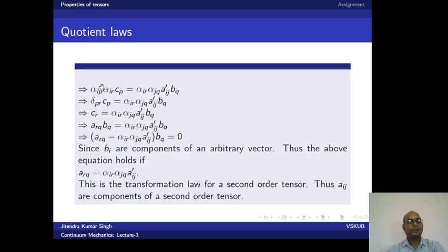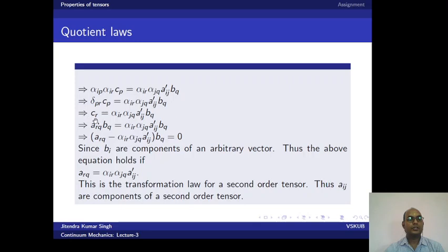Now here I am using the property of the delta symbol. So alpha ip alpha ir, by using the property of delta symbols, we can write delta pr. So delta pr cp, and this one we can write as alpha ir alpha jq aij dash bq. Now this delta pr cp, by the property of delta symbol again, we can write as cr. So cr is equal to alpha ir alpha jq aij dash bq.